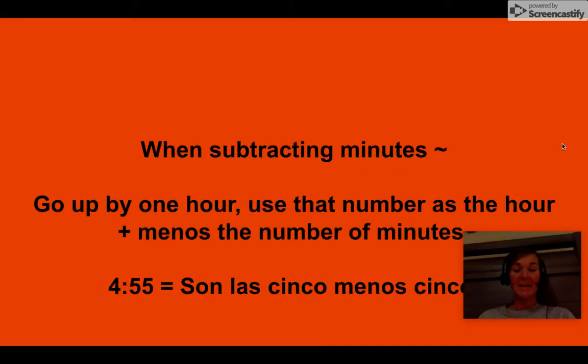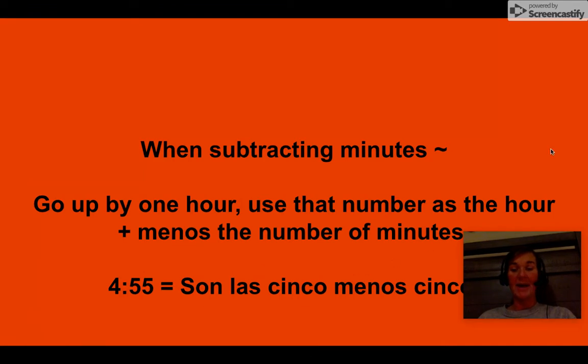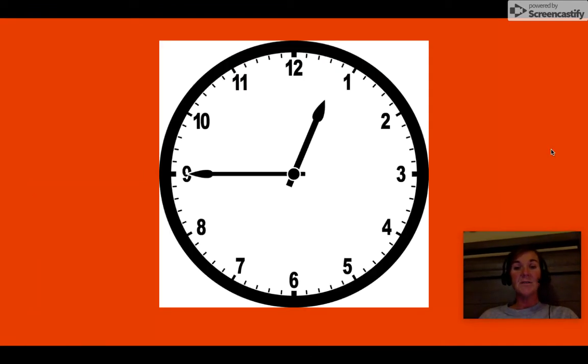When subtracting minutes, go up 1 hour, use that number as the hour, then use the word menos, and then the number of minutes. So for 4:55, it'd be son las 5 menos 5. We went up to cinco because we have to go up that hour because we're going to take the time back. So let's do a few of these.